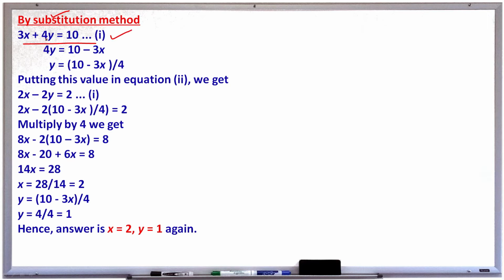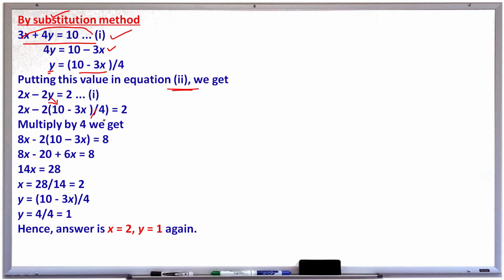Now I am going to write the first equation in terms of y. So 4y is equal to, bring 3x to the right hand side, it will become minus 3x. So y is equal to, this 4 will come to the denominator, so (10 minus 3x) by 4. Putting this value in equation number 2, we get 2x minus 2y is equal to 2. So instead of y you put (10 minus 3x) divided by 4.